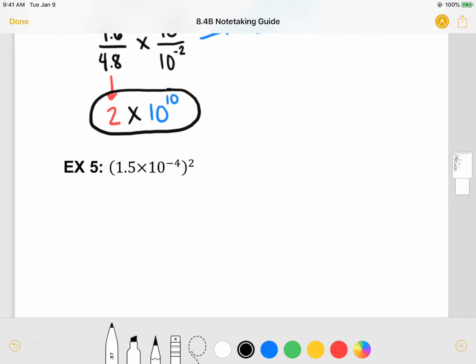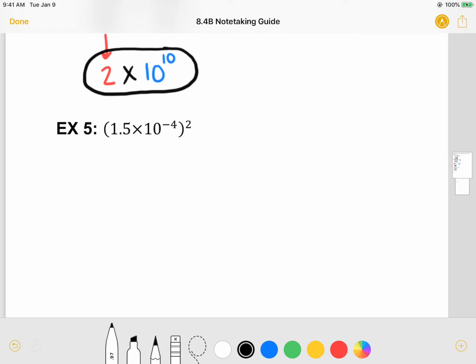Okay, let's go ahead and look at example number 5. Okay, so what we're going to do here is use our properties of exponents. We have 2 separate bases here. So we need to distribute that exponent to both bases. And that means that we multiply our exponents. So remember the property a to the m raised to the n is equal to a to the m times n. So we are going to be multiplying our exponents.